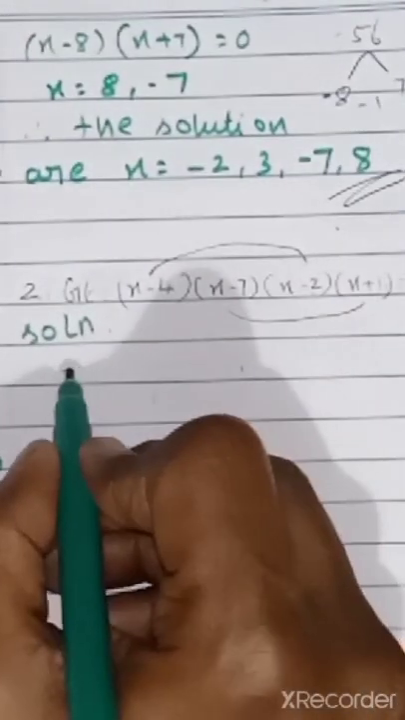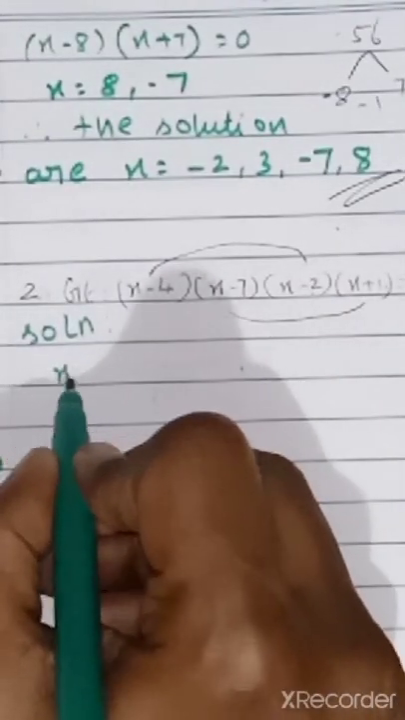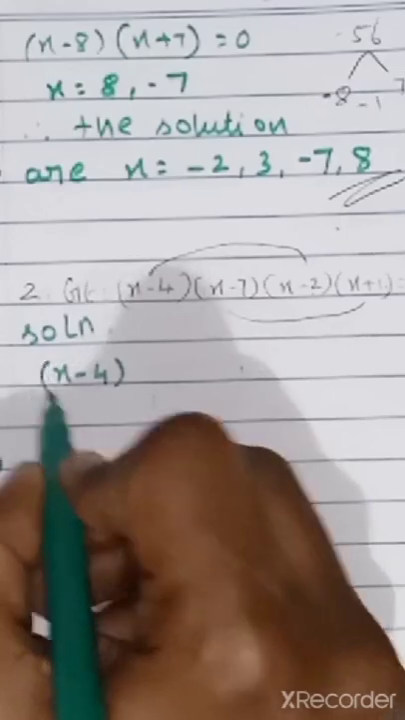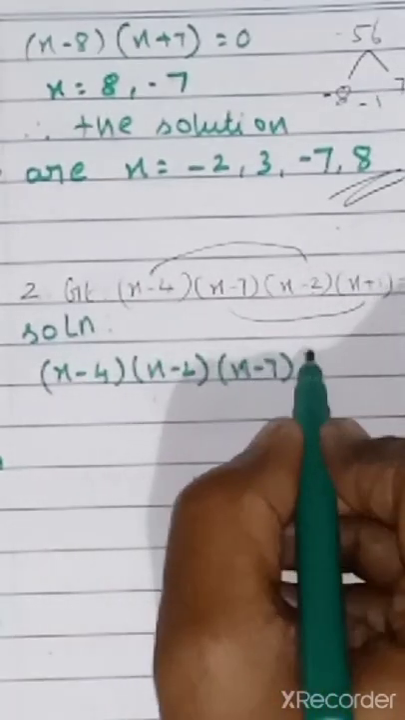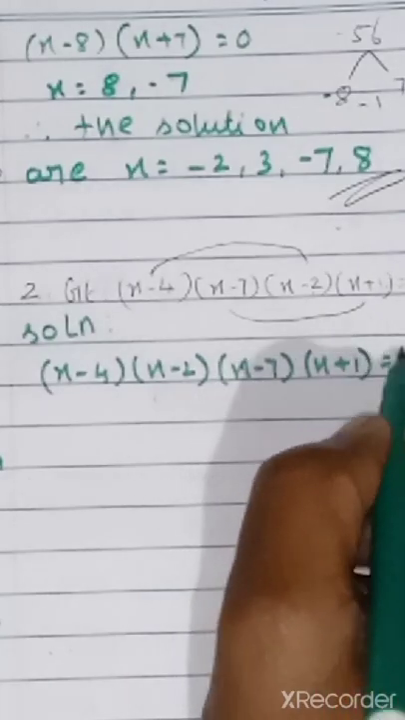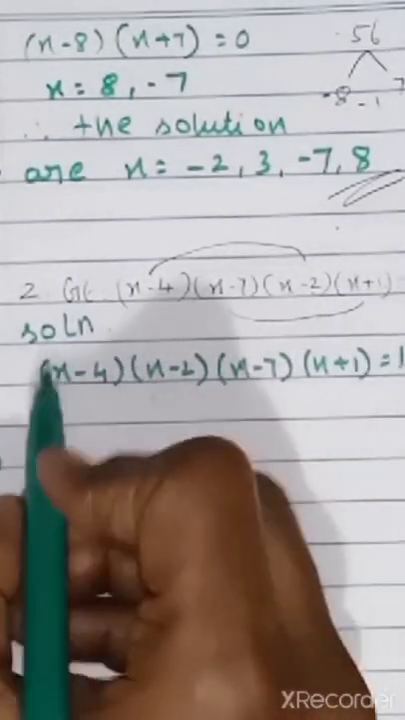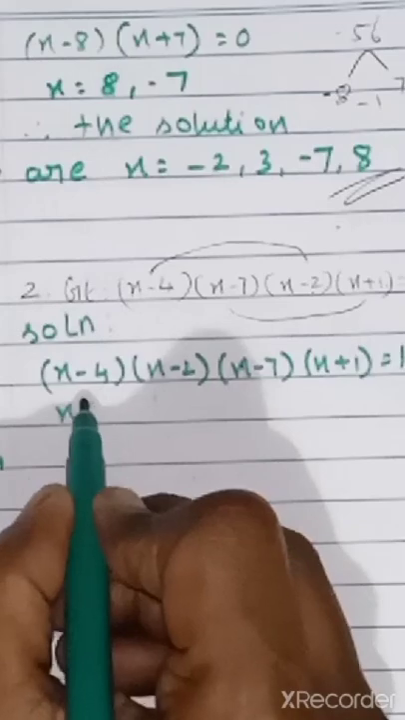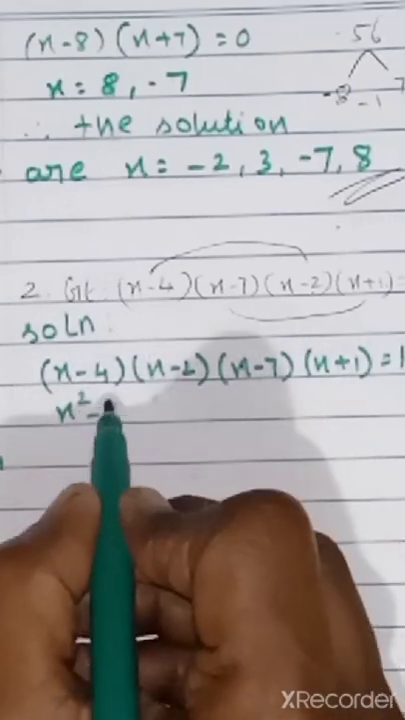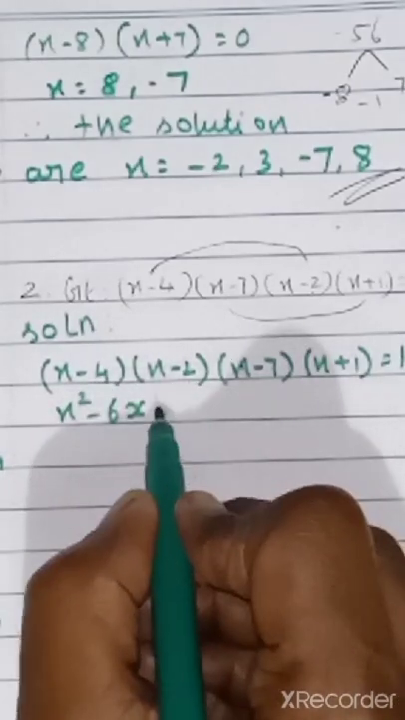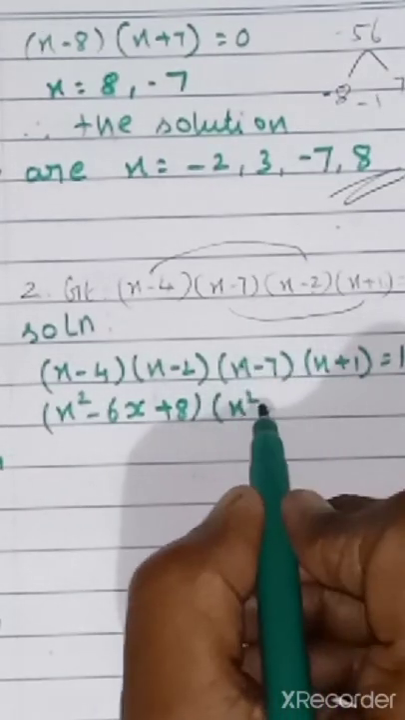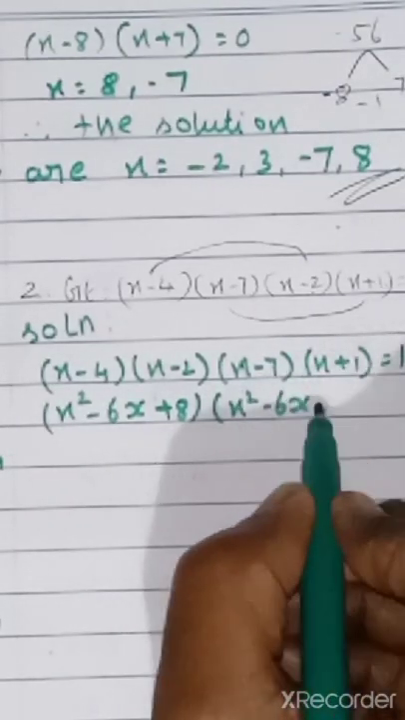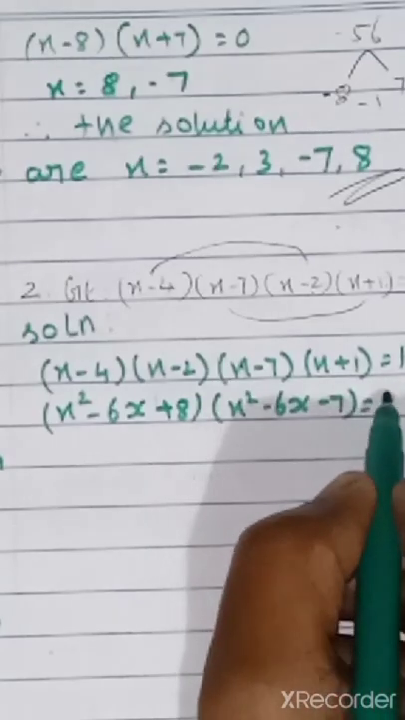So the first grouped terms we can write together. So x minus 4, x minus 2, x minus 7, x plus 1 equal to 16. Now we can multiply this. What answer will you get? x square minus 6x plus 8 and into x square, the same 6 comes, minus 6x minus 7 equal to 16.